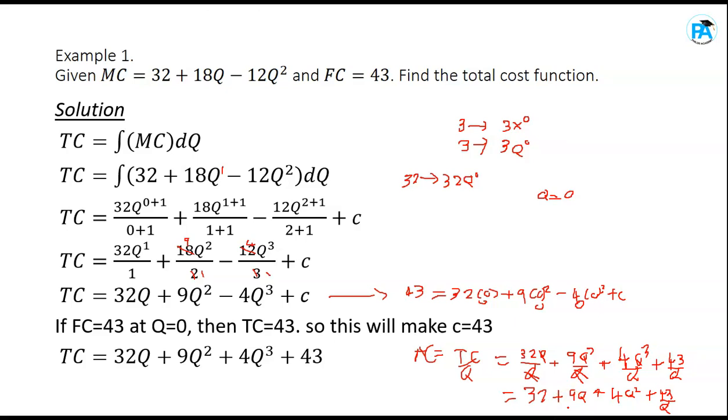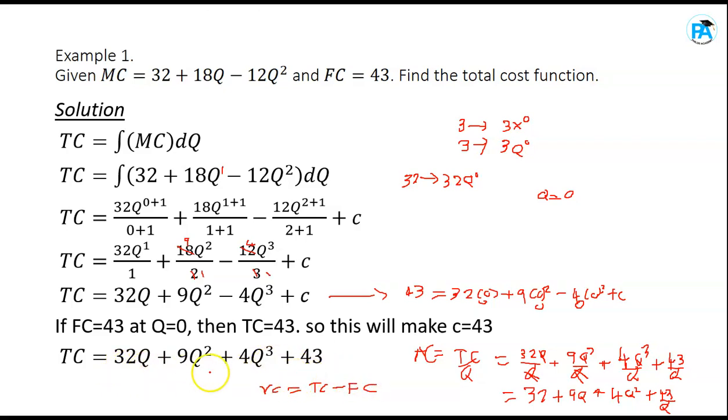If another question asks you to find a variable cost, then you should know that variable cost, VC, is equal to total cost minus fixed cost. You must know that. Total cost minus fixed cost. So the fixed cost is 43.